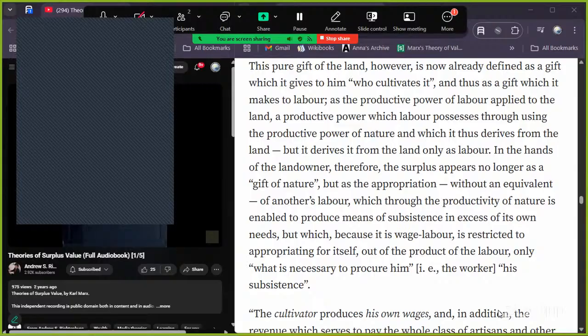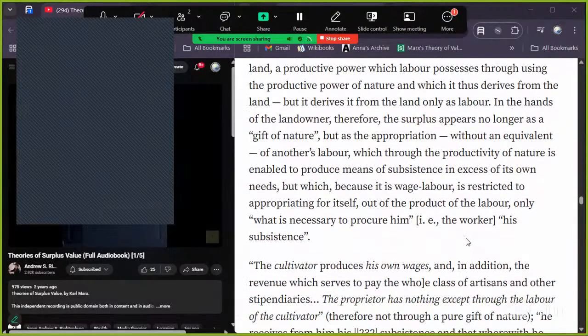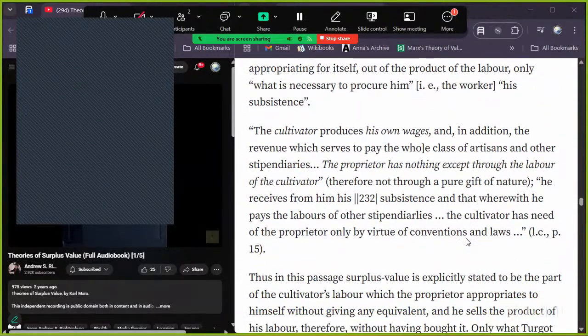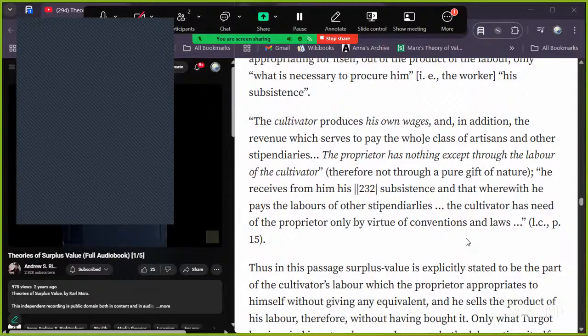In the hands of the landowner, therefore, the surplus appears no longer as a gift of nature, but as the appropriation, without an equivalent, of another's labor, which, through the productivity of nature, is enabled to produce means of subsistence in excess of its own needs, but which, because it is wage labor, is restricted to appropriating for itself, out of the product of the labor, only what is necessary to procure him, i.e.